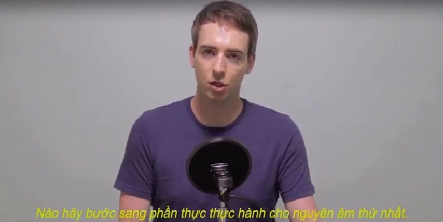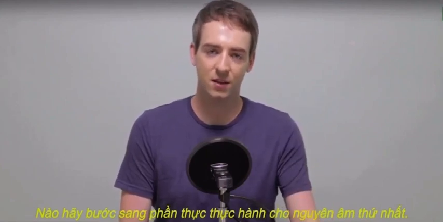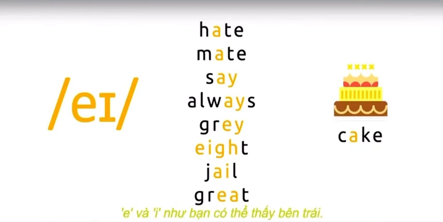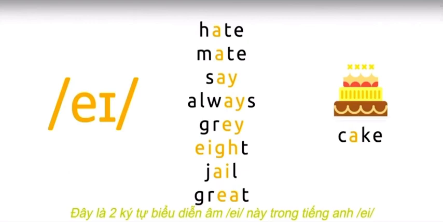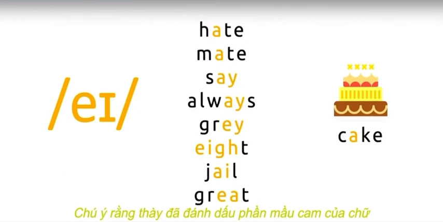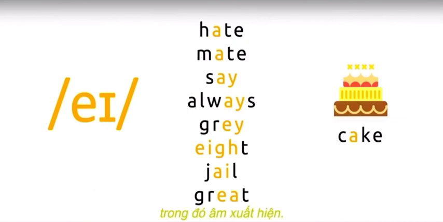Now, let's head over to the target sound practice for the first sound. So the first sound, remember, is A, which is represented by E and I, as you can see on the left. These are the two symbols that represent this English sound, A. So I'd like you to look at this word list. Notice that I've highlighted in orange the part of the word where the sound appears. So notice that and repeat each word after me, focusing on the vowel sound we are targeting. So let's start. Repeat after me.